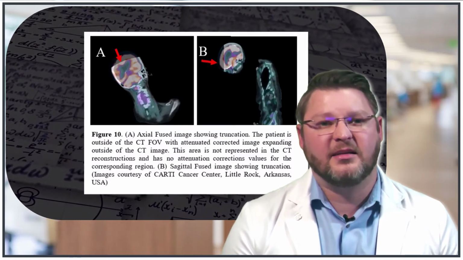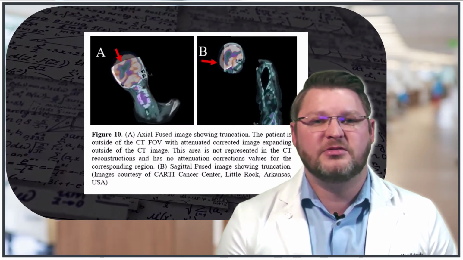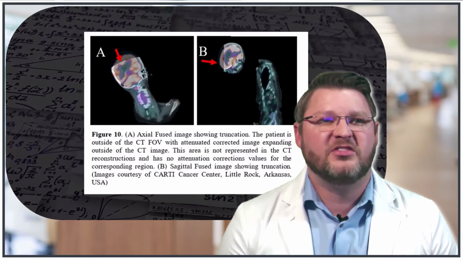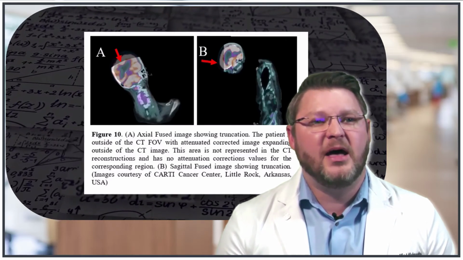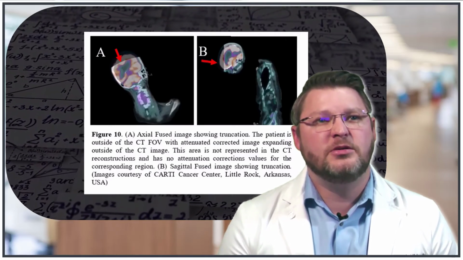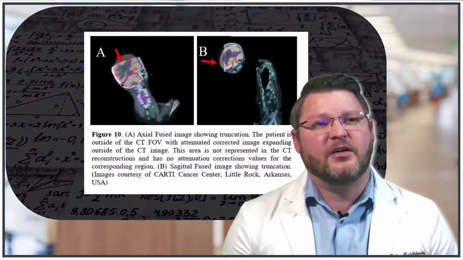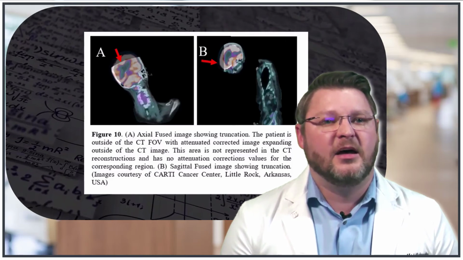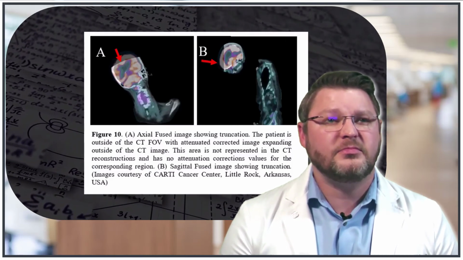Look over to the right, image B, this is a sagittal fused image showing truncation. And if you look there at the red arrow, you can see where the CT images stop and the PET or AC data continues. This data out here does not have any attenuation corrected image value, and you need to be aware of that. The best way to prevent truncation is to ensure that all of the patient anatomy is inside both fields of view when possible.